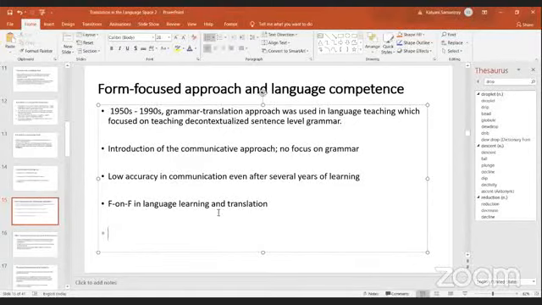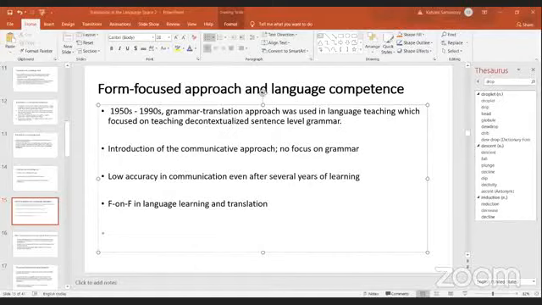So, from the 1950s to the 1980s, the grammar translation approach was used mostly in India, although the theoretical advances mentioned were negative. But this approach was used in language teaching, which focused on teaching decontextualized sentence level grammar. So as I have already mentioned, with the approach of communicative language teaching, this method went into a decline.